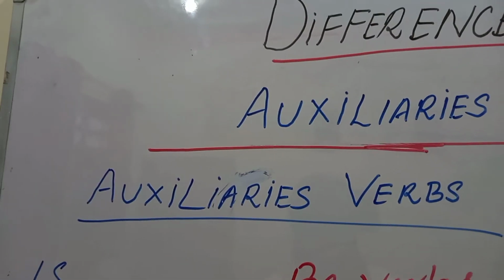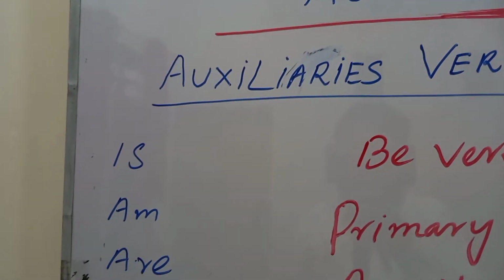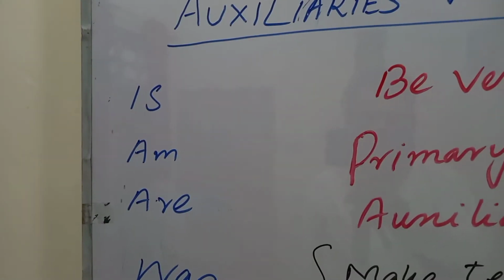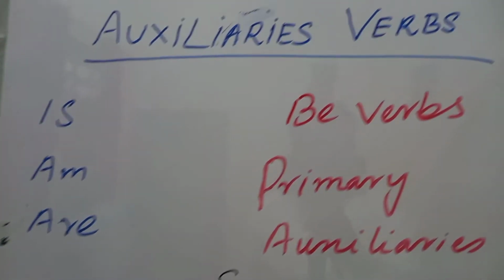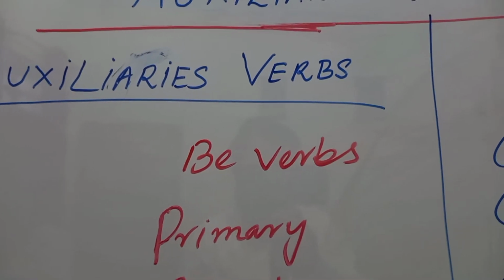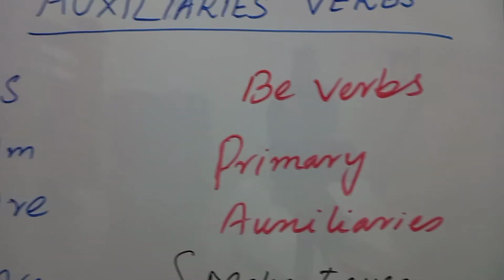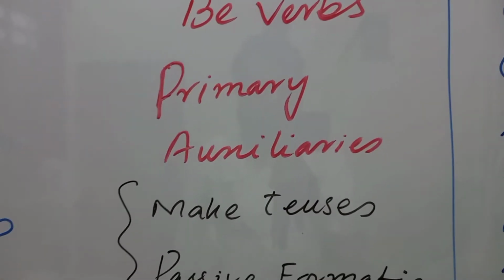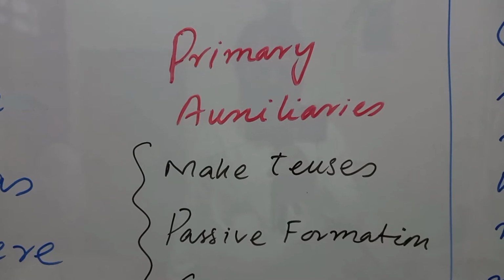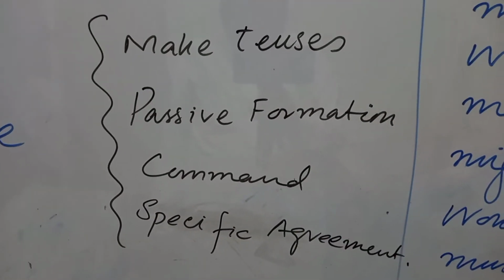Auxiliaries are basic or helping verbs. They are five together: is, am, are, was, and were. So they are used like be verbs, primary auxiliaries, and they are used so as to make tenses, passive formation, command, and specific agreements.